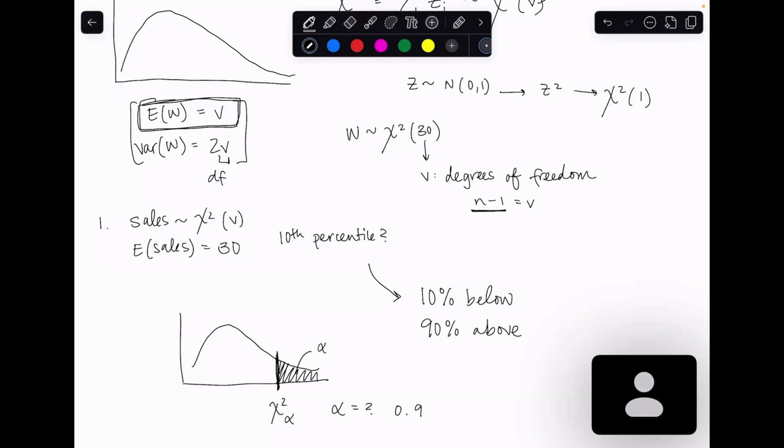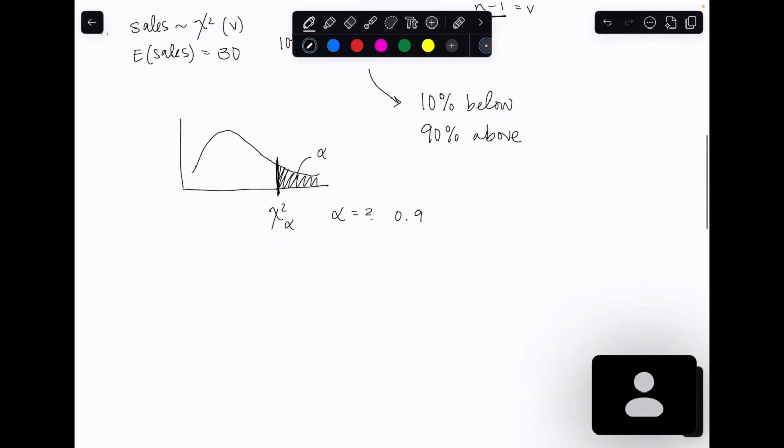Here we're given the expected value of our variable of sales. So we know we want 30 degrees of freedom, and we want chi-squared sub 0.9, because we want 0.9 probability to lie above this point, which is the 10th percentile. If we do that, we get 20.5992, and that would be our answer.